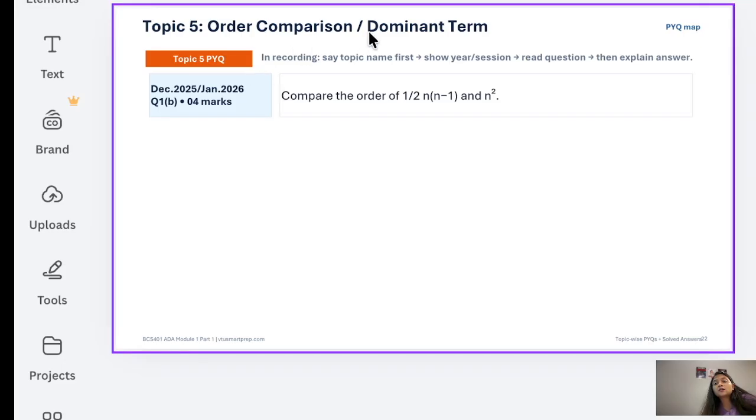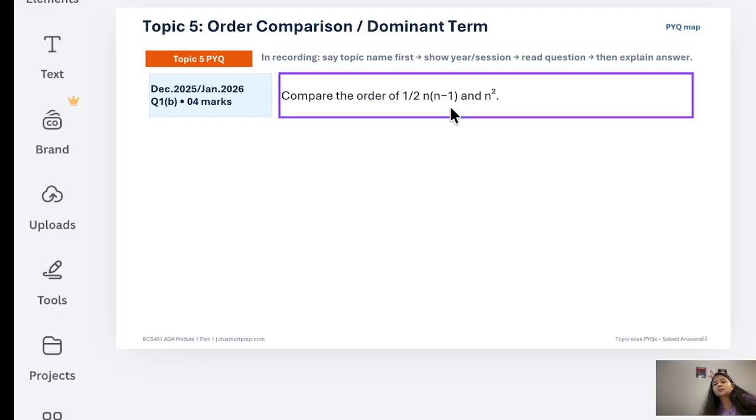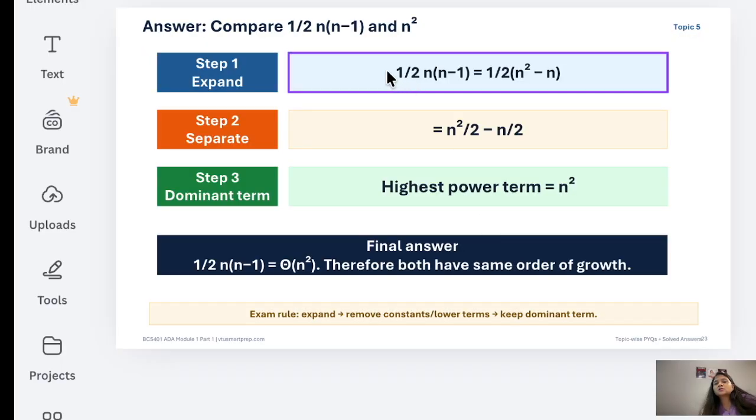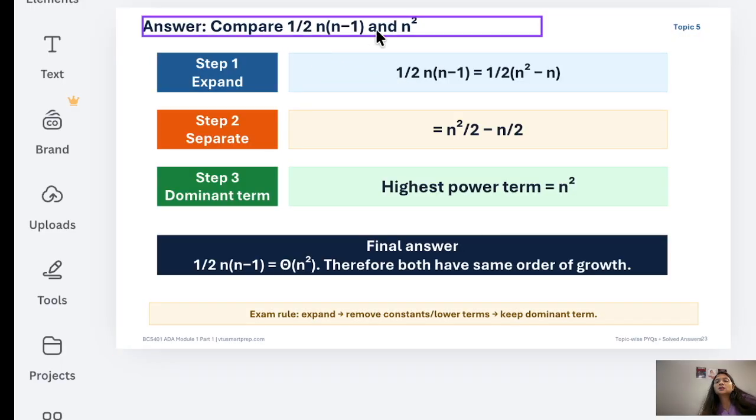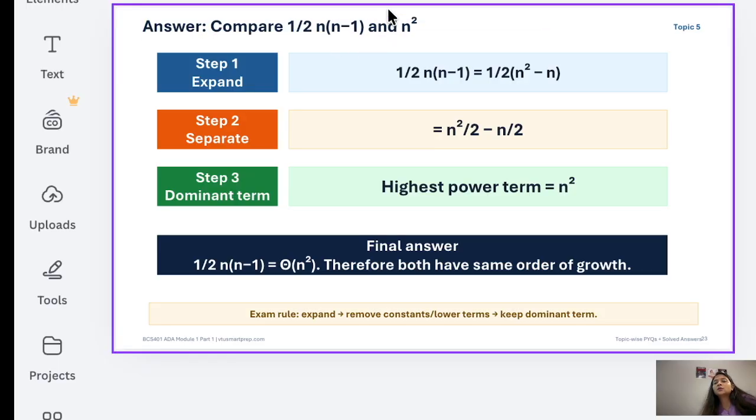Here we have order of comparison and dominant. They have given: compare the order of 1/2 n(n minus 1) and n squared. Very easy question this is. So what are the steps? See, here you have to compare this term and this term. So which term is the dominant term is what you have to find out.